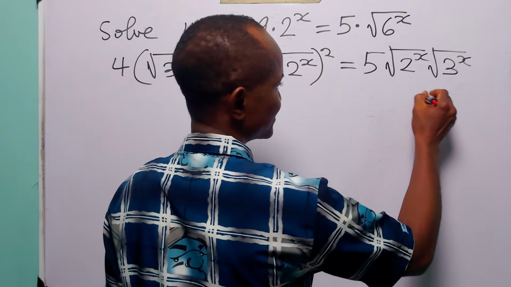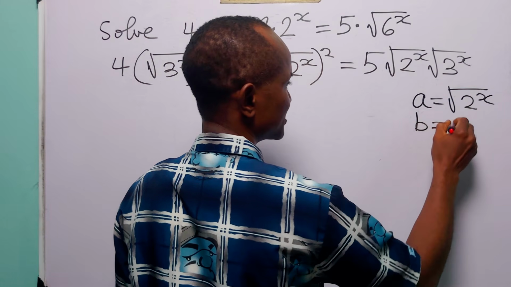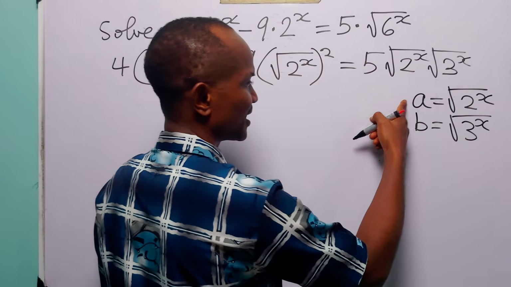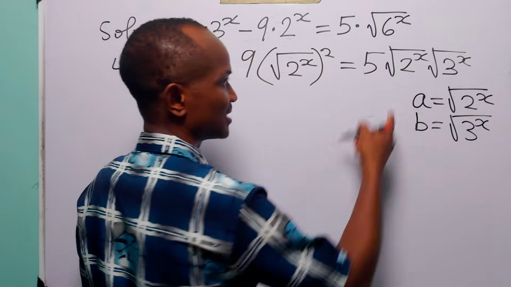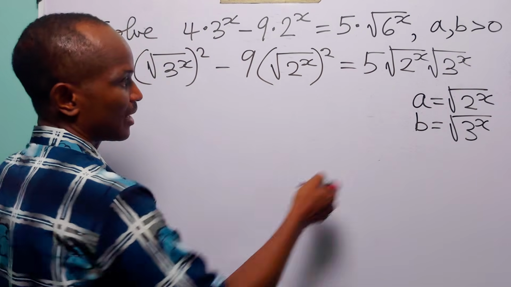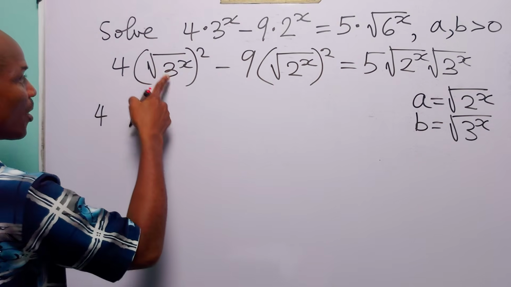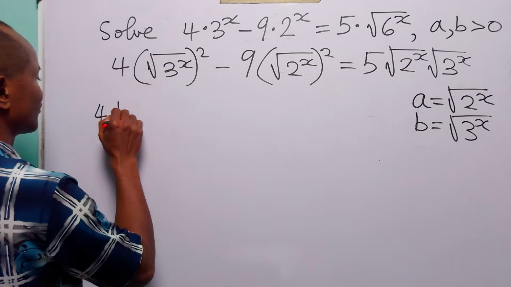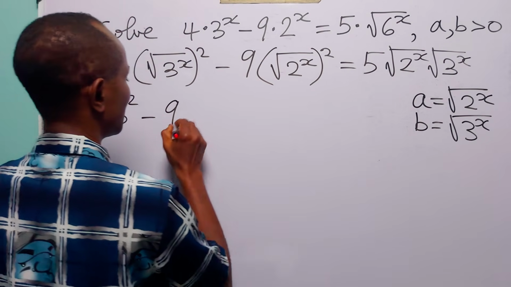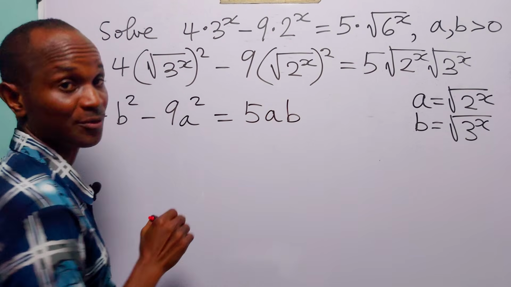We can say let a be equal to the square root of 2 to the power x, while b is equal to the square root of 3 to the power x. And of course, since both a and b are square roots, that means that a and b must be positive. Now, with these substitutions, the original equation now becomes 4b squared minus 9a squared is equal to 5ab.